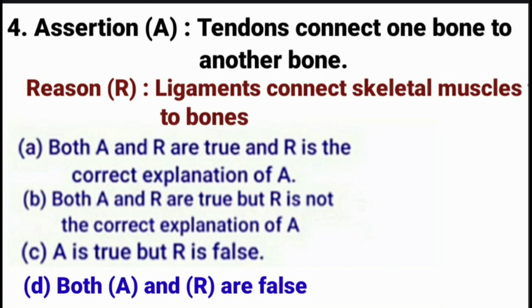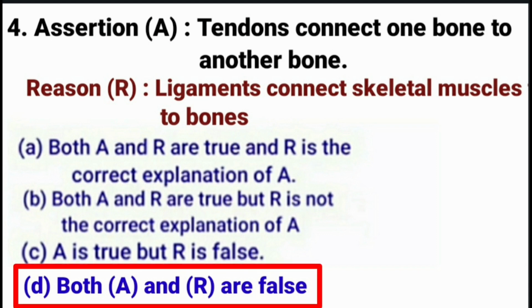Next assertion: tendons connect one bone to another bone. Reason: ligaments connect skeletal muscles to bones. Here both assertion and reason are false. Here correct statement for assertion is ligaments connect one bone to another bone. Correct statement of reason is tendons connect skeletal muscles to bone. So correct answer is option D. Both assertion and reason are false.